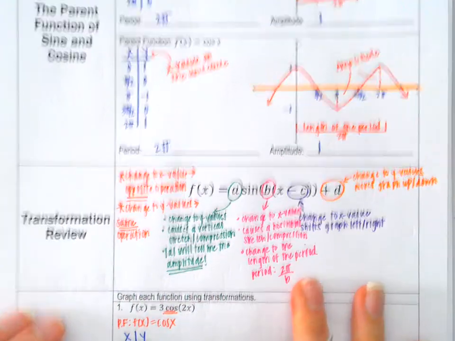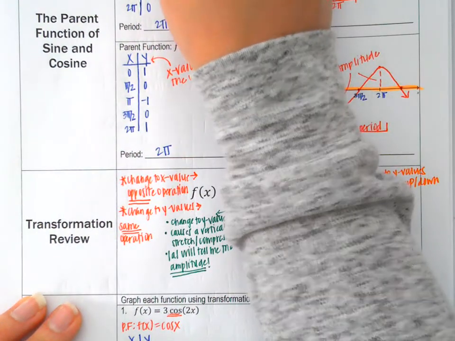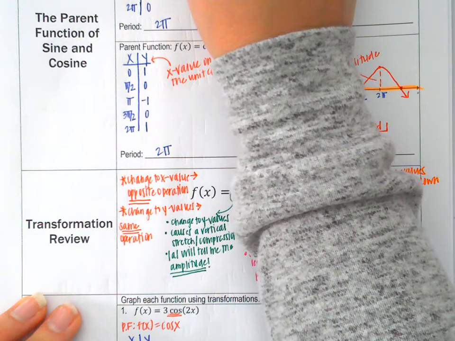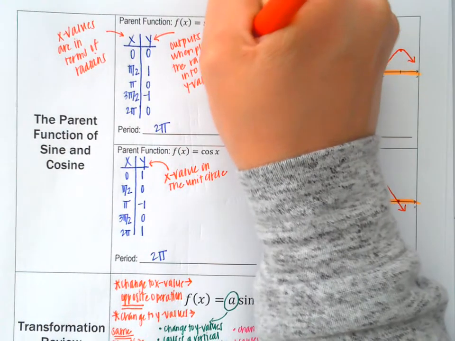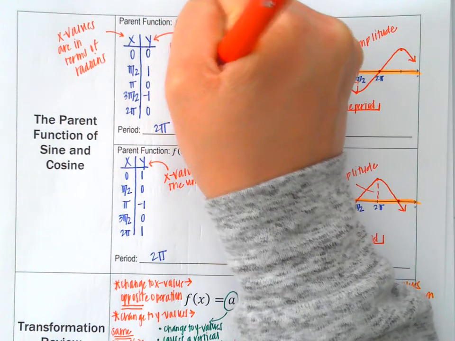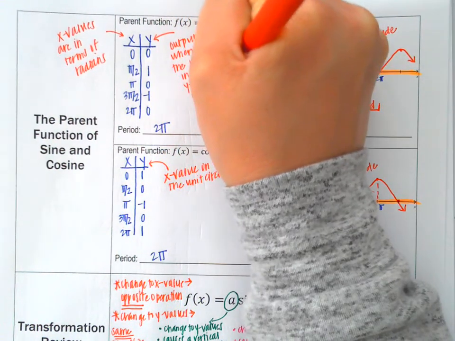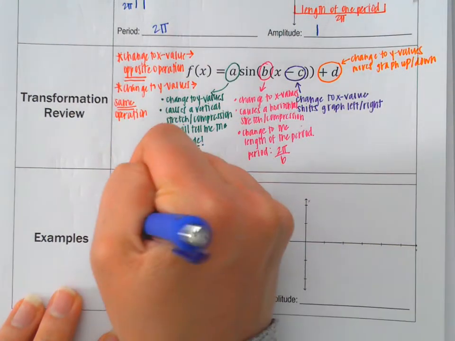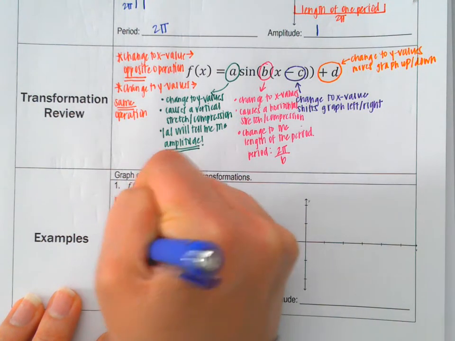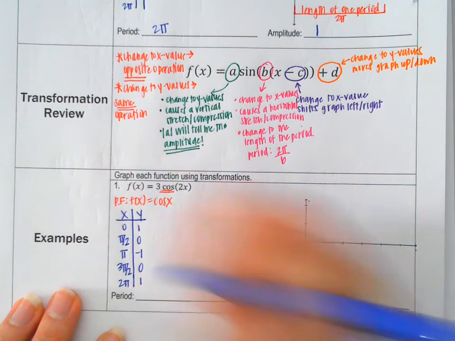Whereas sine is the y value on the unit circle. Sorry, I went off on a side tangent there. Okay, so our y values would be 1, 0, -1, 0, and 1.